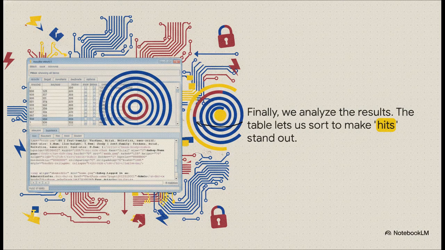Once the attack is finished, the results pop up in this clean, sortable table. This is where you can easily spot the anomalies. A simple click on the status column brings all the 200 OK responses, your hits, right to the top. And notice how a few of those hits also have a much longer response. In a real-world scenario, that could be a huge deal, maybe indicating you've just hijacked the session of an administrator. This is the kind of powerful analysis a pro tool gives you.